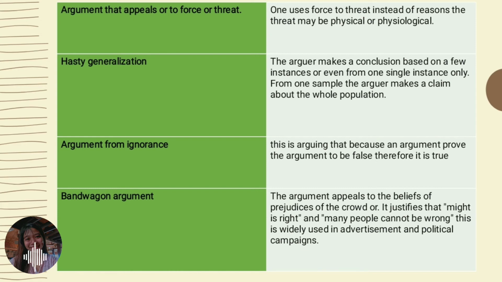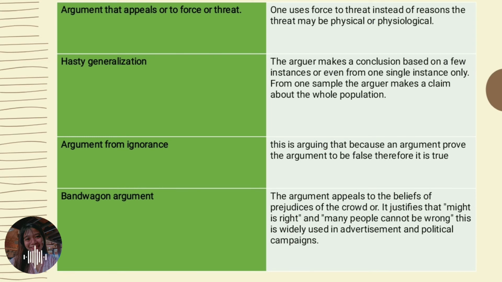So, next is the argument from ignorance. This is arguing that because an argument hasn't been proven false, therefore it is true. Or it is false because it hasn't been proven true. For example, in a courtroom, the arguer says you can't prove that they're innocent, therefore you are guilty. So in this scenario, they are saying that the suspect is guilty because she can't prove herself to be innocent.